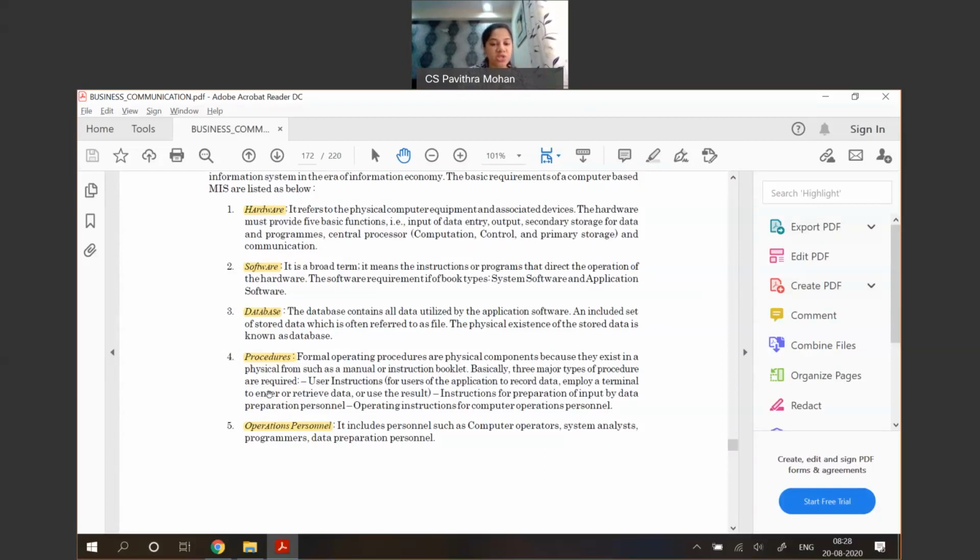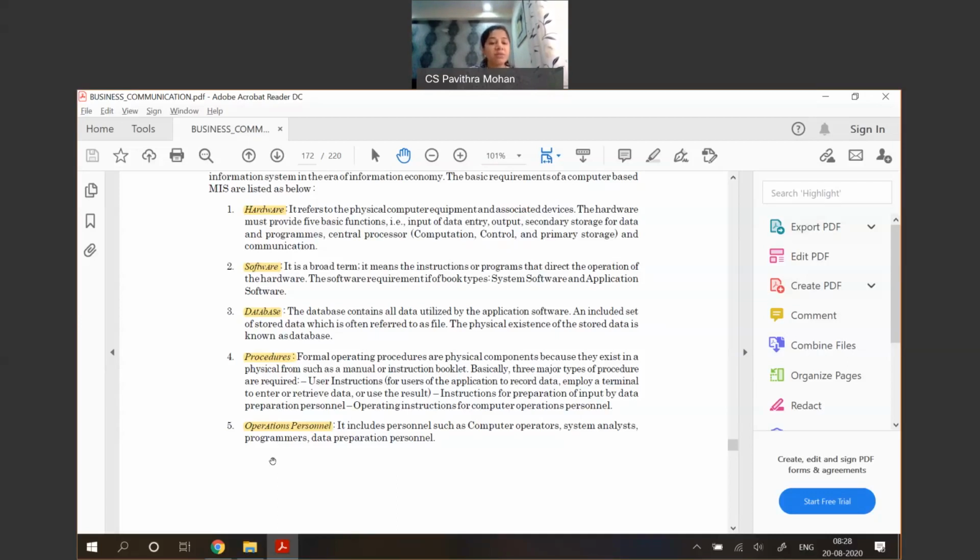Then you have procedures. Procedures will be the way you input the data, you process the data, and you extract the data. Everything will be made into a process. Then you have operational personnel. You always require one person who will work with the computers and give you an update on what is happening with the systems. All these inputs will be provided by them. So you require operational people, who are required for the functioning of MIS.